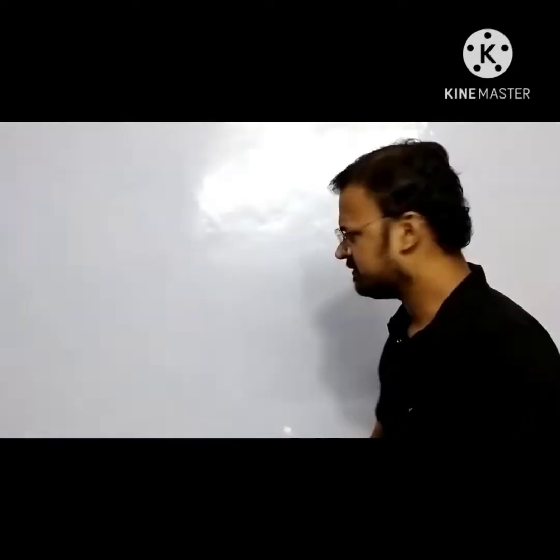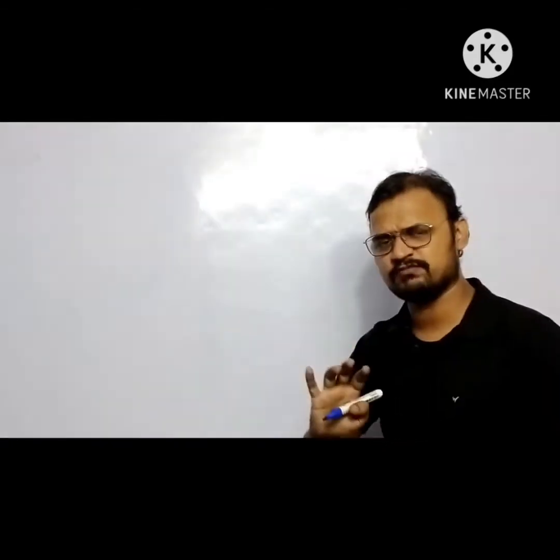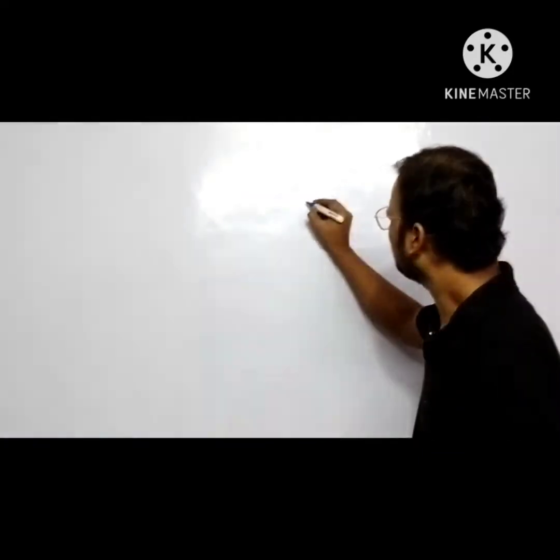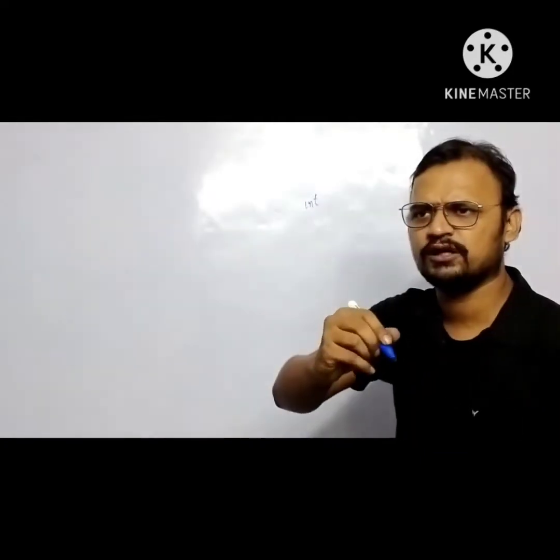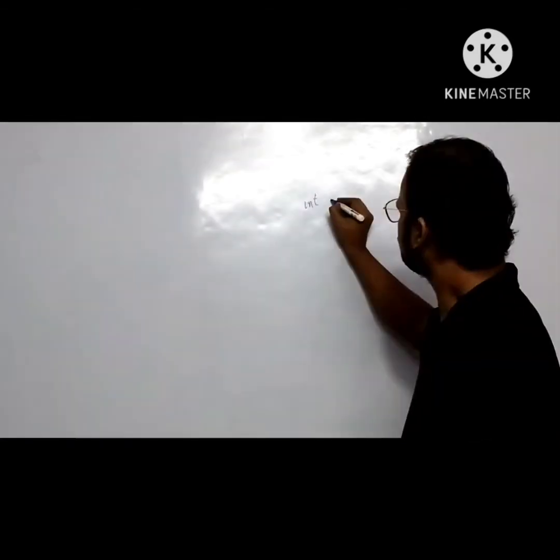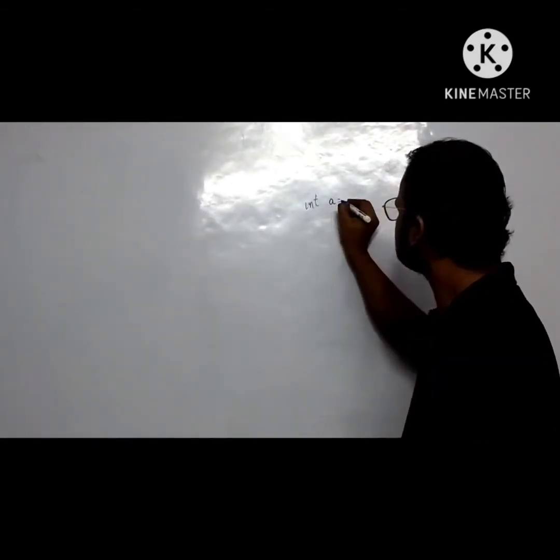Make it as easy. We will first see how the loop will work. Let us take an example: we have to print the table of 7. So int a is equal to 7.